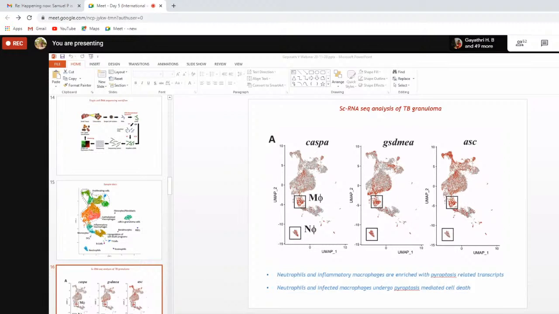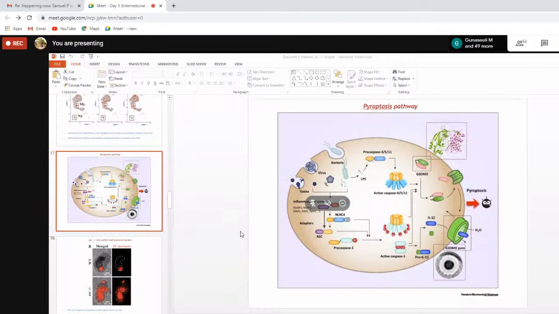Next slide, sir. So what is pyroptosis? Don't worry about this complex pathway. I will simplify it for you.